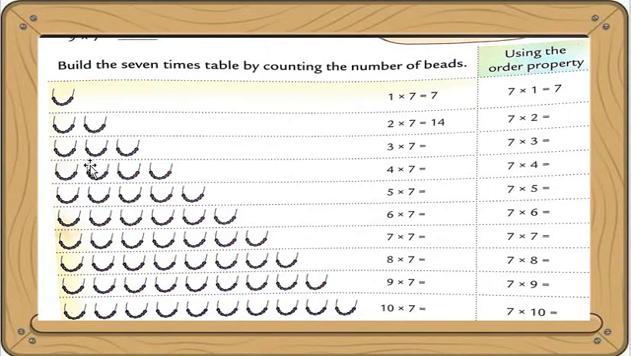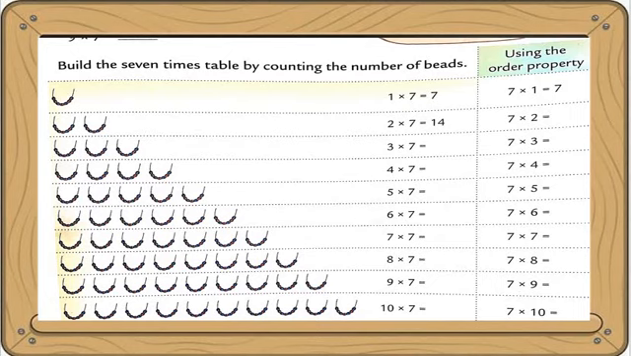Then after that, how many groups are there? 3. So 3 multiplied by 7, 7 threes are 21. Then after that 4, 7 multiplied by 4, 7 multiplied by 5, 7 multiplied by 6, 7 multiplied by 7, 7 multiplied by 8, 7 multiplied by 9, 7 multiplied by 10. Understood? Again I will teach you in the next session. I hope you all remember and understood.